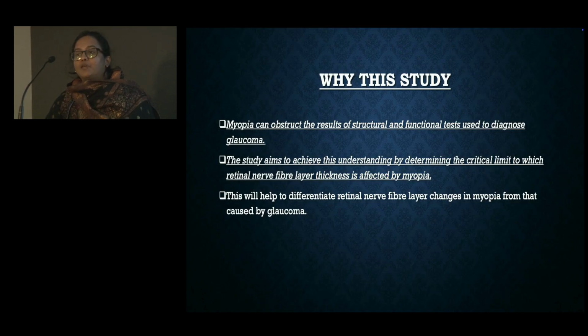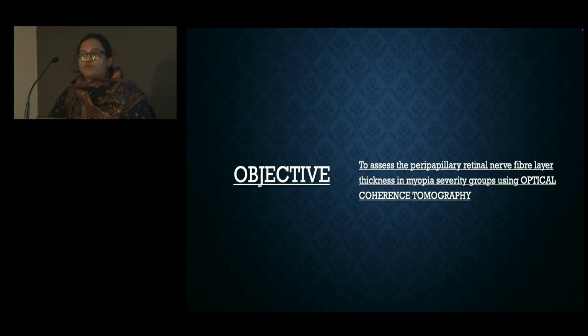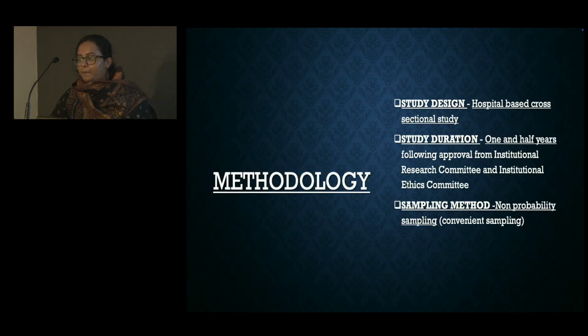So this study aims to achieve this understanding by determining the critical limit to which retinal nerve fiber layer thickness is affected by myopia, and this will help to differentiate the retinal nerve fiber layer changes in myopia from that caused by glaucoma. Objective of my study is to assess the peripapillary retinal nerve fiber layer thickness in myopia severity groups using OCT. Methodology: study design is a hospital-based cross-sectional study.